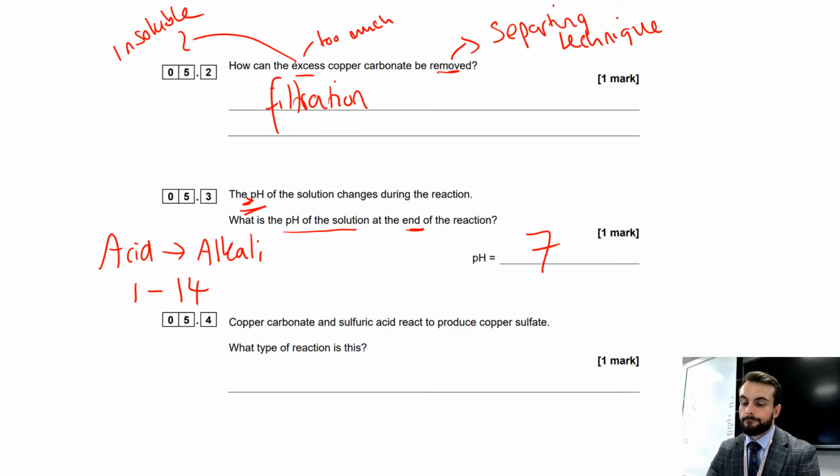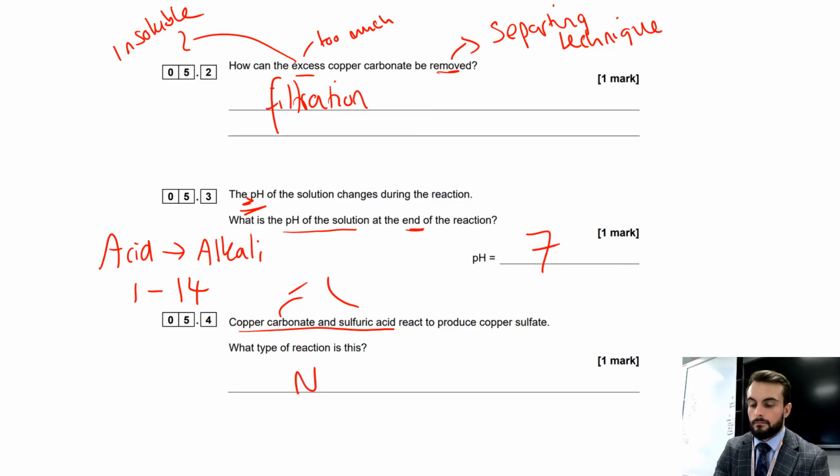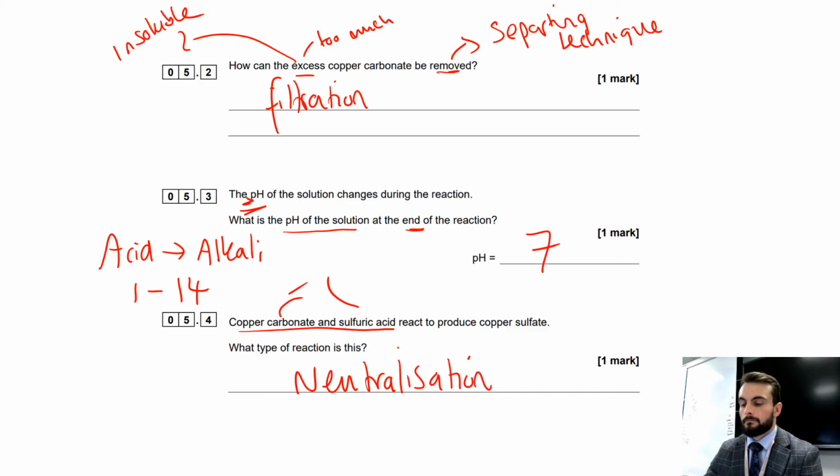It's 7. And then the last one, copper carbonate and sulfuric acid react to produce, we already talked about this, yeah? Alkali, acid, neutralization. Next one.